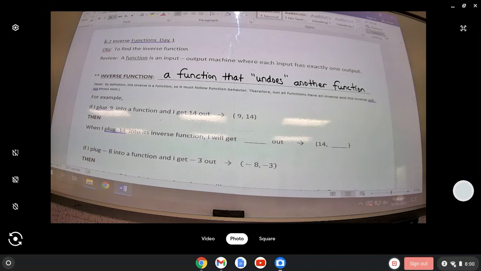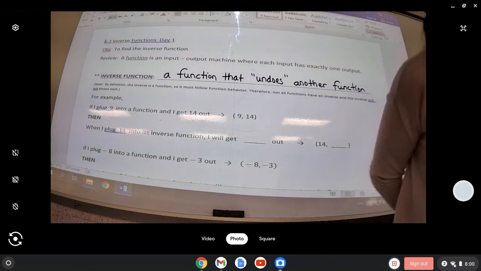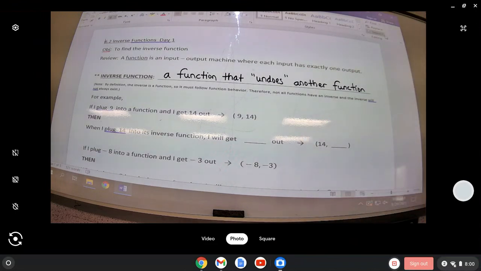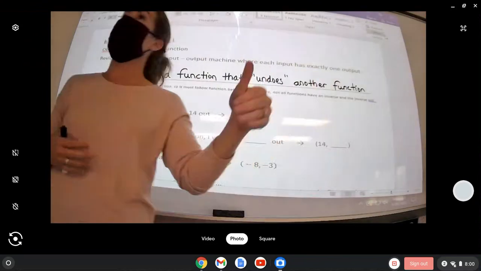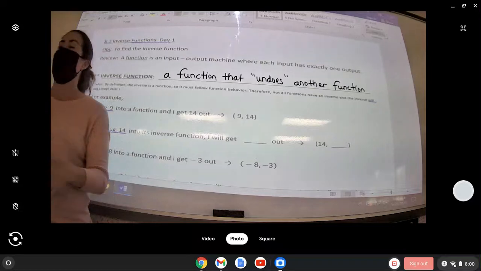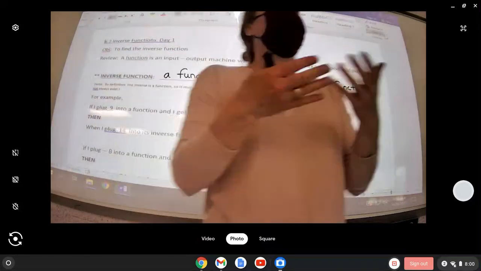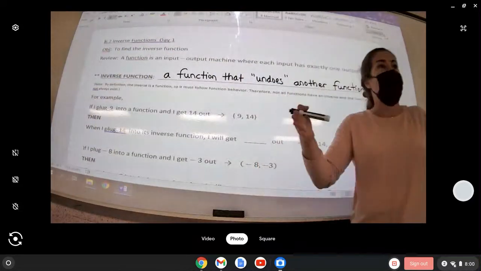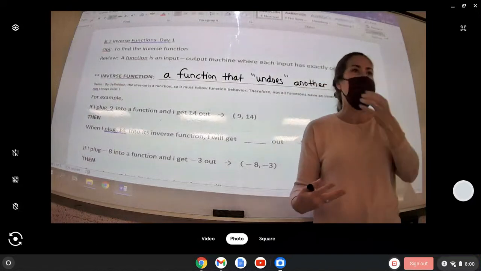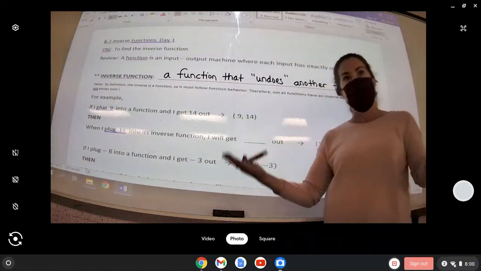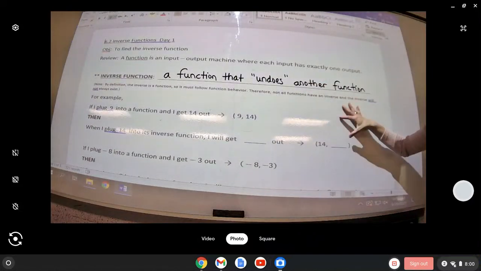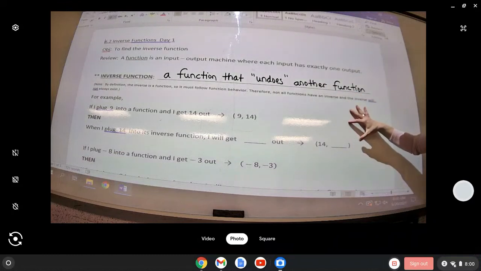And then I put a little note here that says, by definition, the inverse is a function, so it must follow function behavior. What I mean by that is, remember, to be a function, you have to show that when one number goes in, only one number could come out. You don't want to have a number go in and two different outputs come out. That's not how a function behaves. One input and then one output, okay? So you want to make sure that an inverse does that as well.